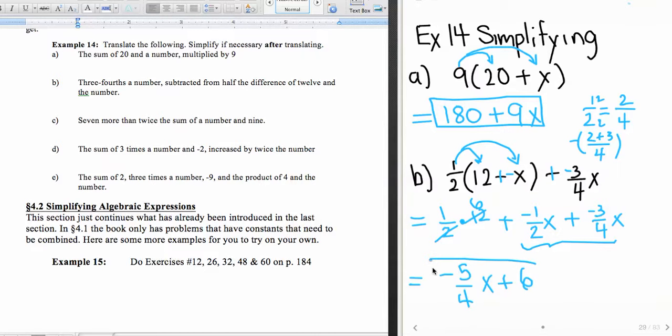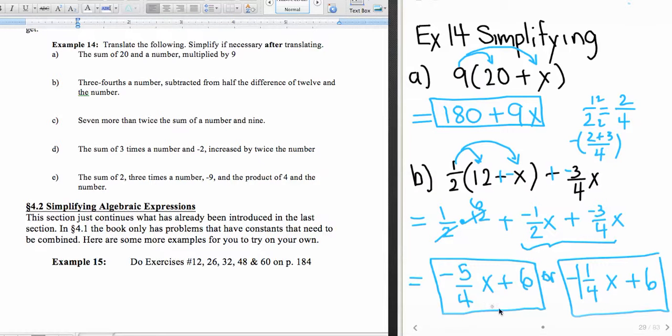Now, we usually change improper fractions into mixed numbers when we're dealing with just numbers. With variables, we tend to leave them as improper fractions. So I would let you get away with that improper fraction there. But if you wanted to put it as a mixed number, it would look like negative 1¼ x plus 6. And when I write it this way, you probably see the reason why we typically leave them as improper fractions.